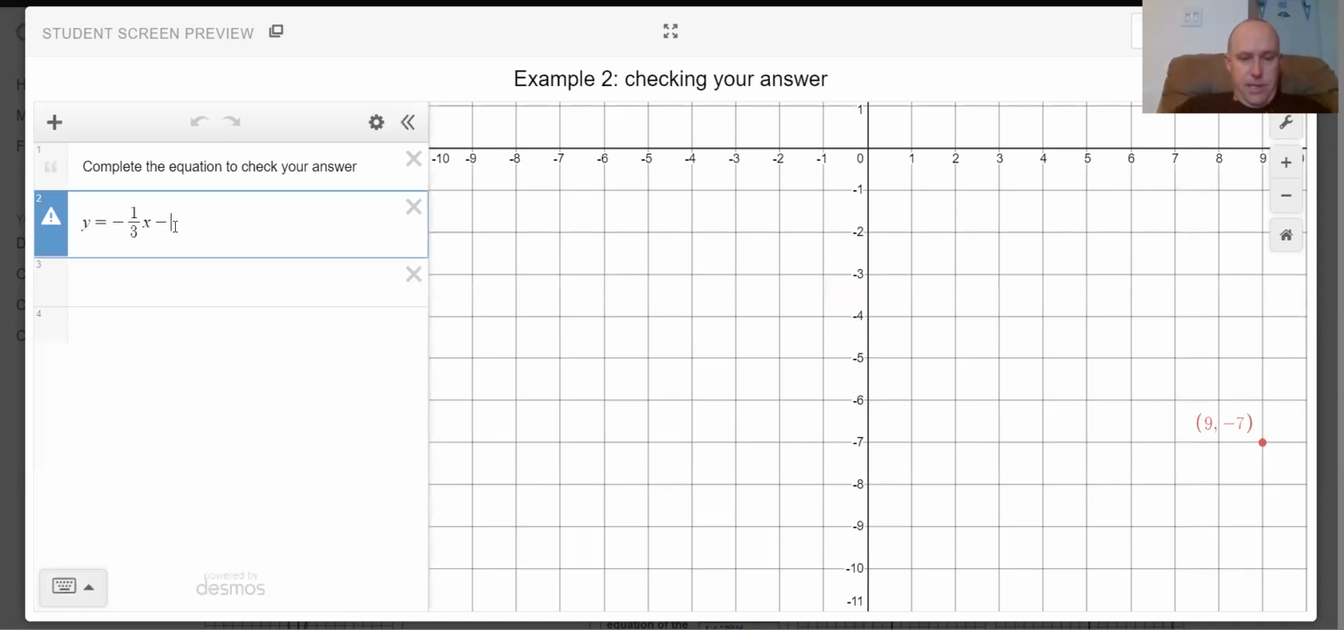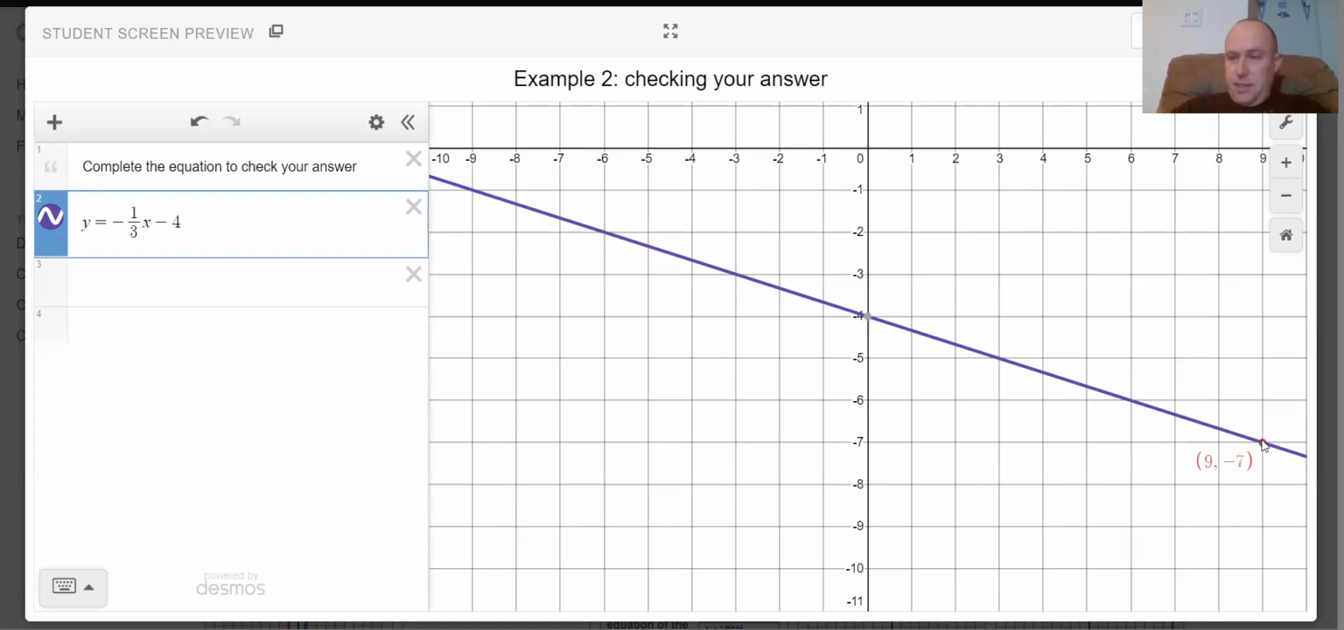So I can check my answer here. We think it's subtract 4, so let me check. And you can indeed see that it goes through this point here. And we know it has a slope of negative 1/3 because I got negative 1/3 x here.